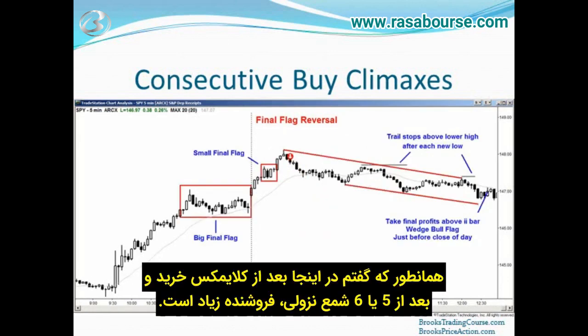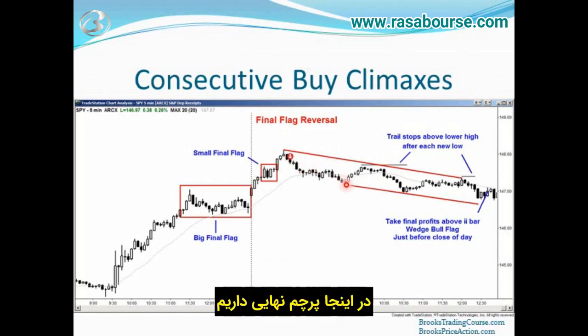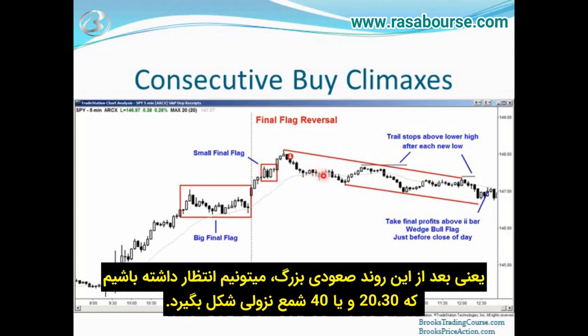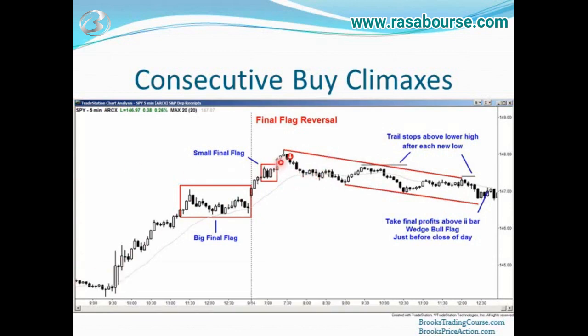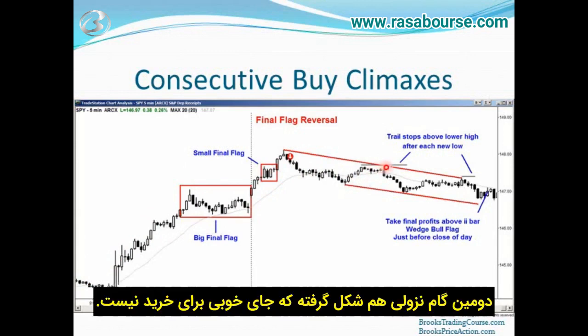And I said that there are probably sellers above after 5 or 6 consecutive bars down after a buy climax, and there were. The market traded down here, and again, the final flag here, maybe a smaller one here, and you should get at least 2 legs down and probably more than 10 bars. You'd expect 20, 30, 40 bars after such an overextended bull trend. So first leg down here, lower high, so a lower high major trend reversal. Second leg down, not a particularly good buy.